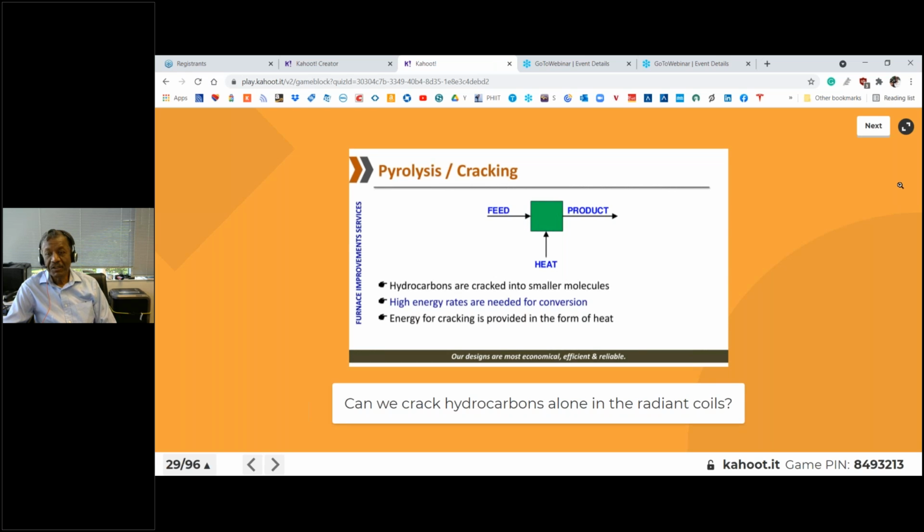So in the pyrolysis or cracking reactions, longer hydrocarbon chains are cracked into smaller molecules. Cracking reaction requires high energy for the reaction to take place. This energy is provided in the form of heat. The hydrocarbon feed can be in the form of liquid or gas, but pyrolysis reaction is basically a gas phase reaction, and we mix steam with the feed to improve the yield, and the outlet products are cooled quickly. That's basically how the pyrolysis or cracking works.